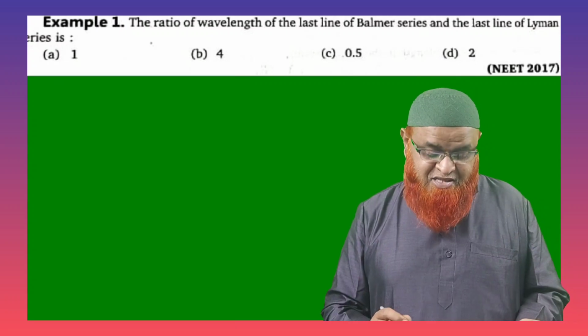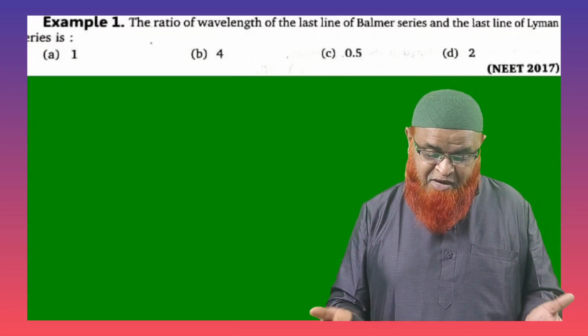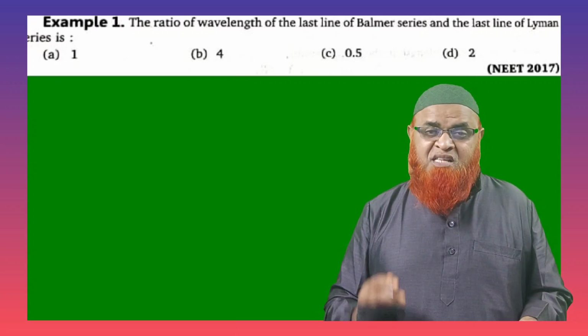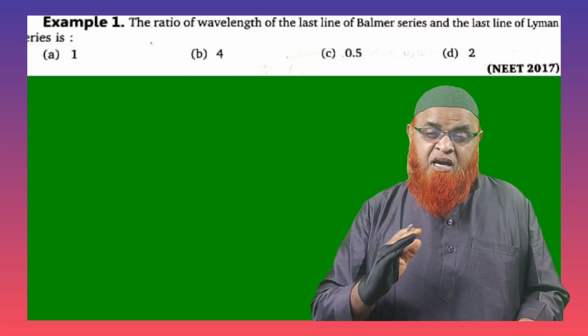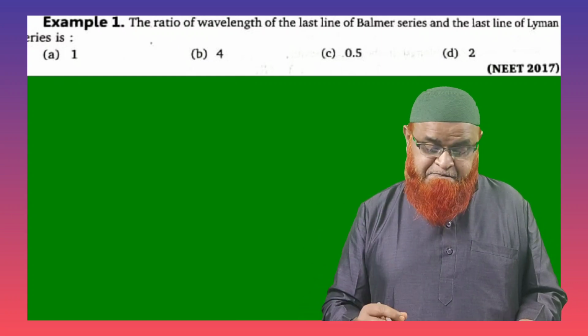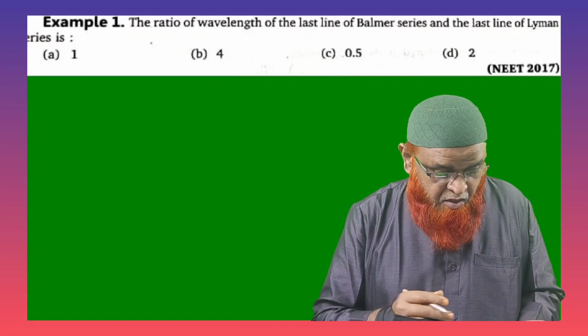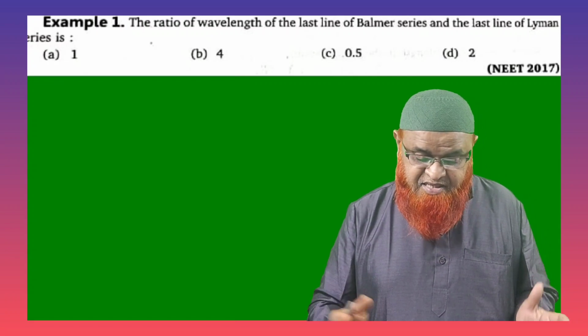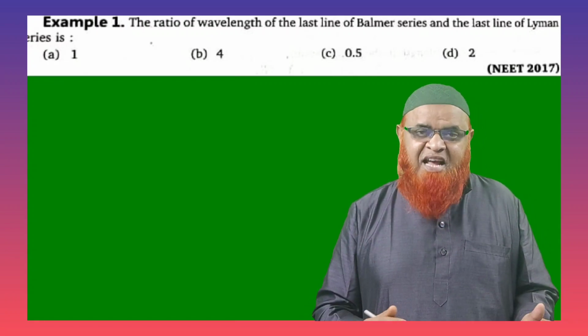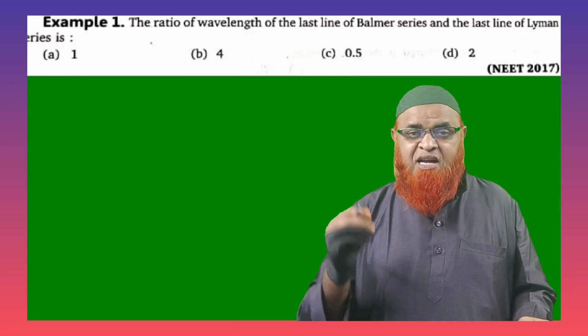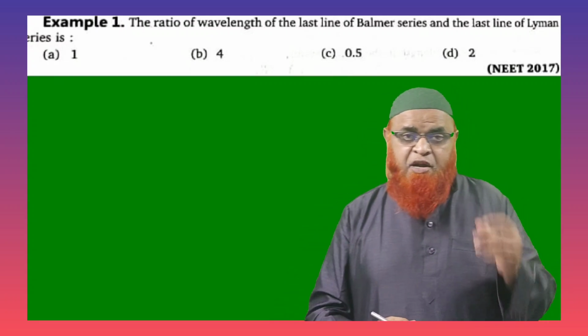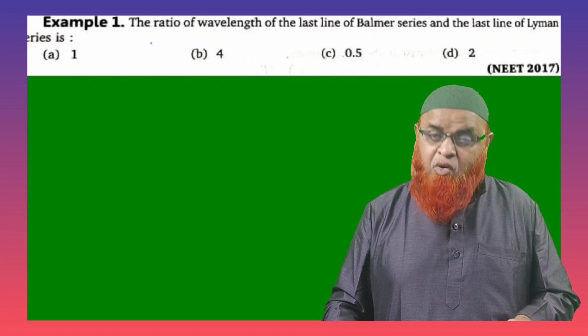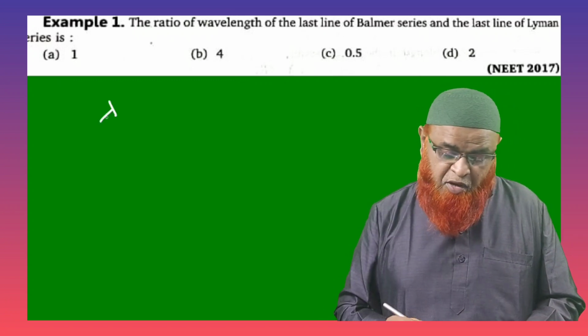The ratio of wavelengths of Lyman series as well as Balmer series. So what is the relation between the ratio of wavelength as well as the transitions? We can call it the principal quantum number, whatever it may be. So anyhow, what is the relation? Let us discuss it. How can you solve this problem?